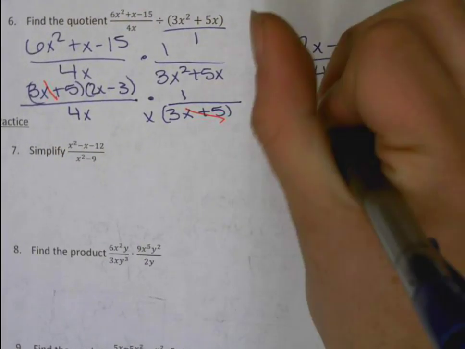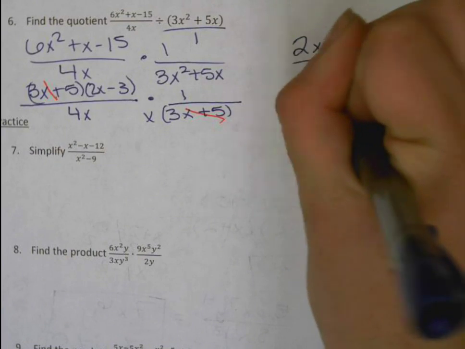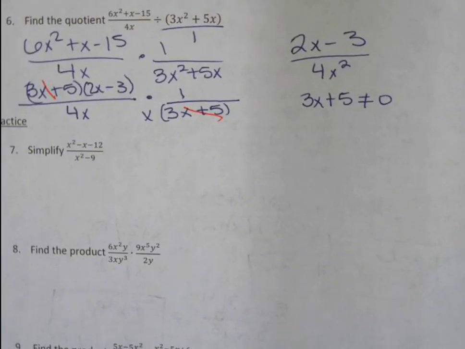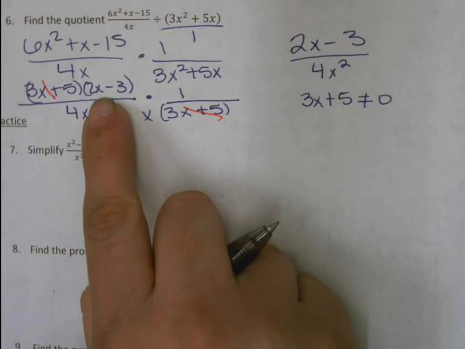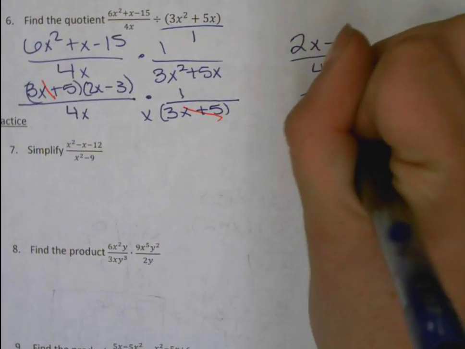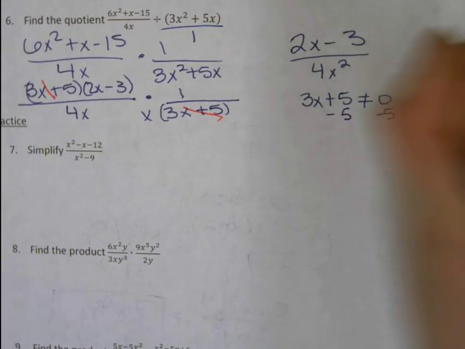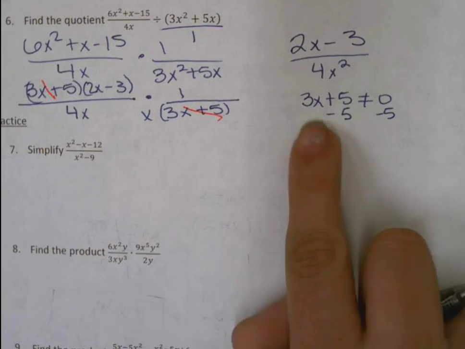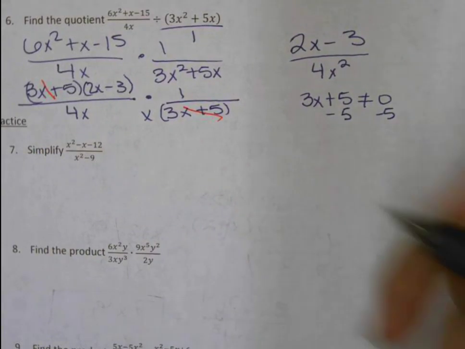And then I want to set 3x plus 5 not equal to 0. The other factor. What? 3x? Oh, yeah, this piece right here? Yeah, that's from what I canceled out.